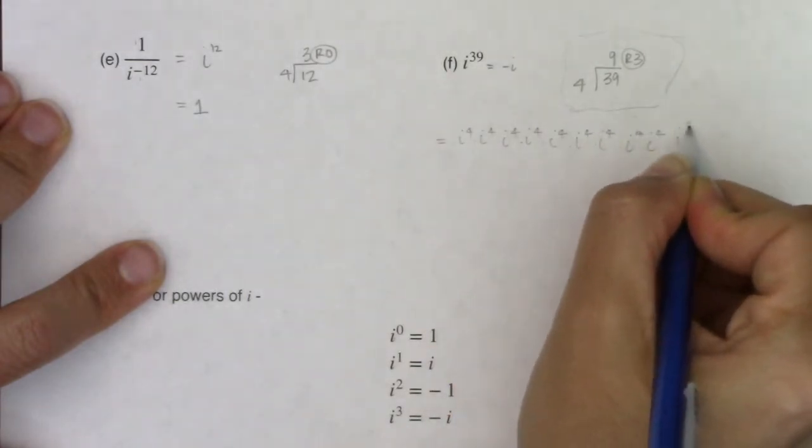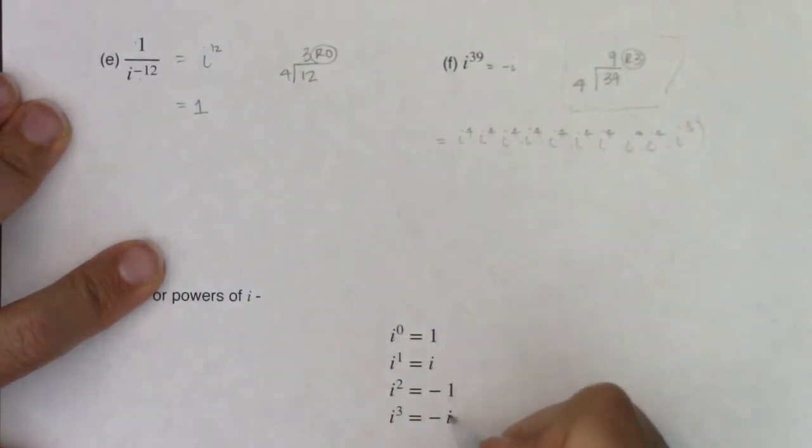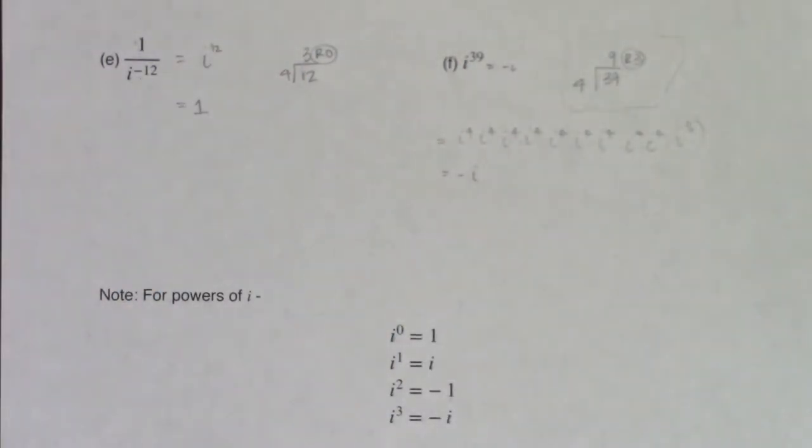And then you would have had an I cubed left over. All of these go to 1. You know I cubed is equal to -I, so you could get -I. But I would still go with the remainder method. It's faster, just takes a lot less work, it's cleaner.